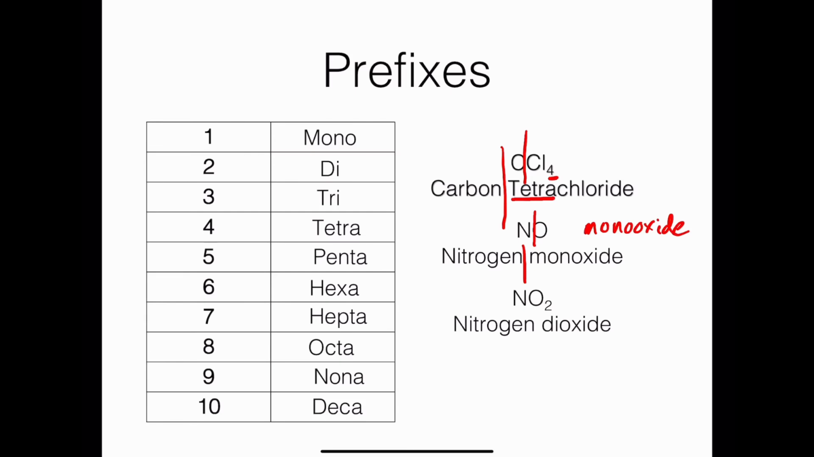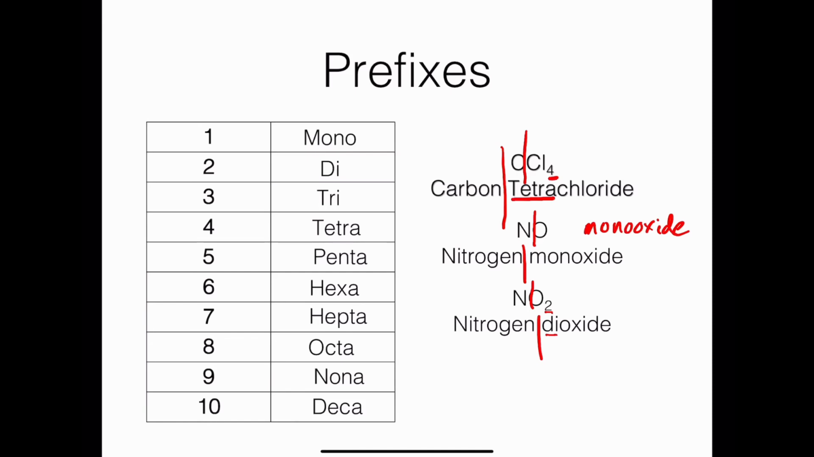NO2, again, separated in the middle. That can help you determine first element from second element. Nitrogen, there's only one because there's an implied subscript of one. So we have nitrogen, and then we have oxygen, or what would be oxide. But since there are two of them, we have to show that with the prefix. So NO2 becomes nitrogen dioxide.